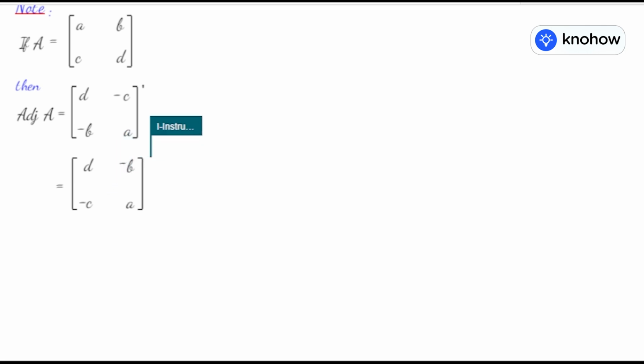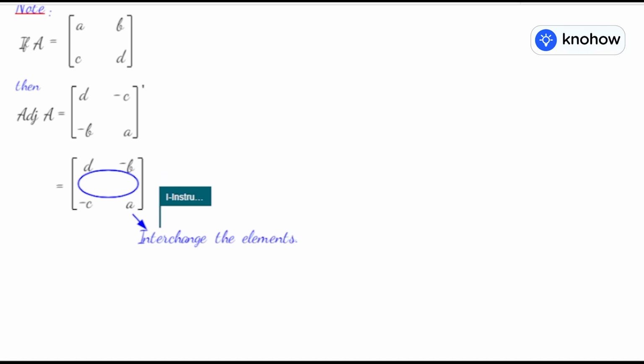What do you find here? Do you find that the elements in the main diagonal, A and D, have simply been interchanged? Just interchange the elements of the main diagonal to get the value of adjoint A. Please note down: if you are given a matrix A, B, C, D, then to find adjoint A you just interchange the elements of the main diagonal, and for the other diagonal, just change the sign. The elements remain the same, only their signs are changed.